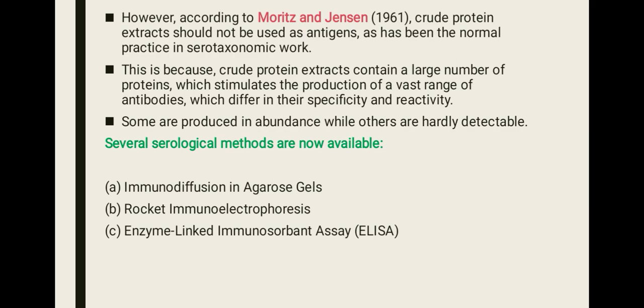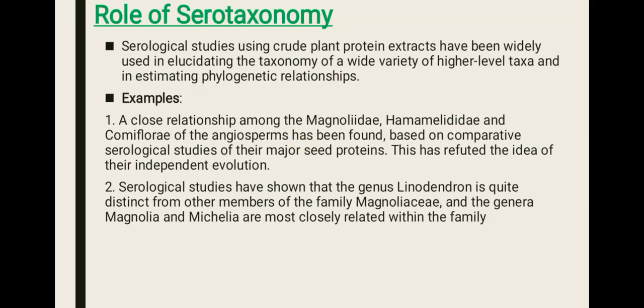This is because crude protein extracts contain a large number of proteins which stimulate the production of a vast range of antibodies which differ in their specificity and reactivity. Some are produced in abundance while others are hardly detectable. Several serological methods are now available: immunodiffusion in agarose gel, rocket immunoelectrophoresis, and enzyme-linked immunosorbent assay, or ELISA.